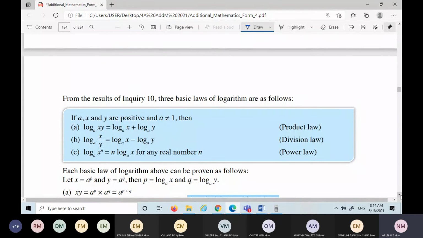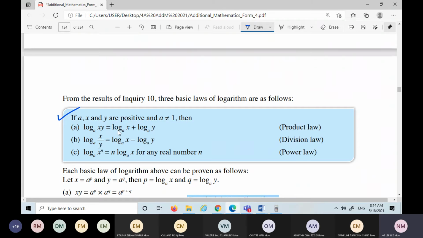There are 3 laws here, 3 basic laws of logarithms. This one you have to copy. x and y are positive, and the same thing, the a cannot be 1. The first one we call the product law, the second one is the division law, and then the power law.